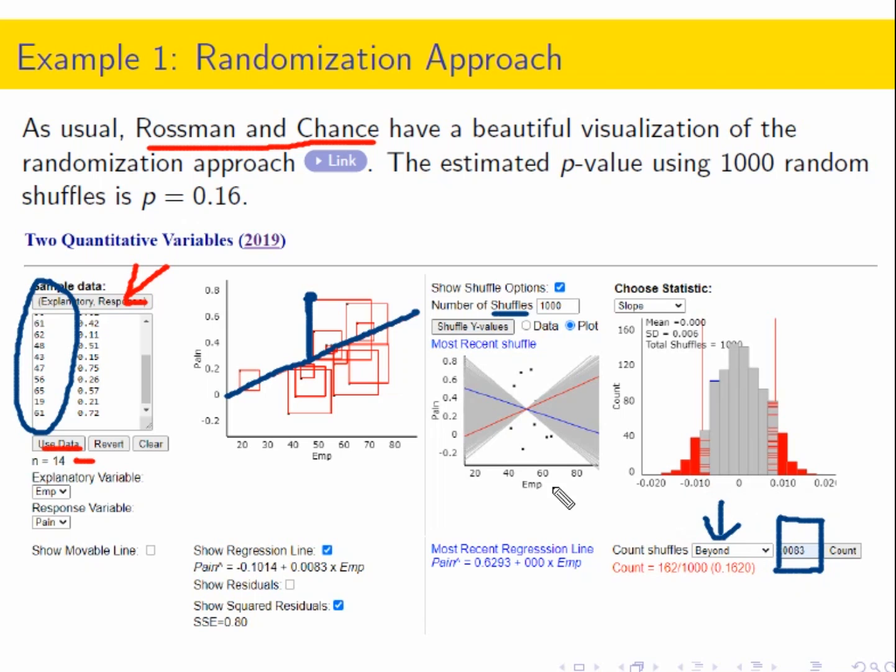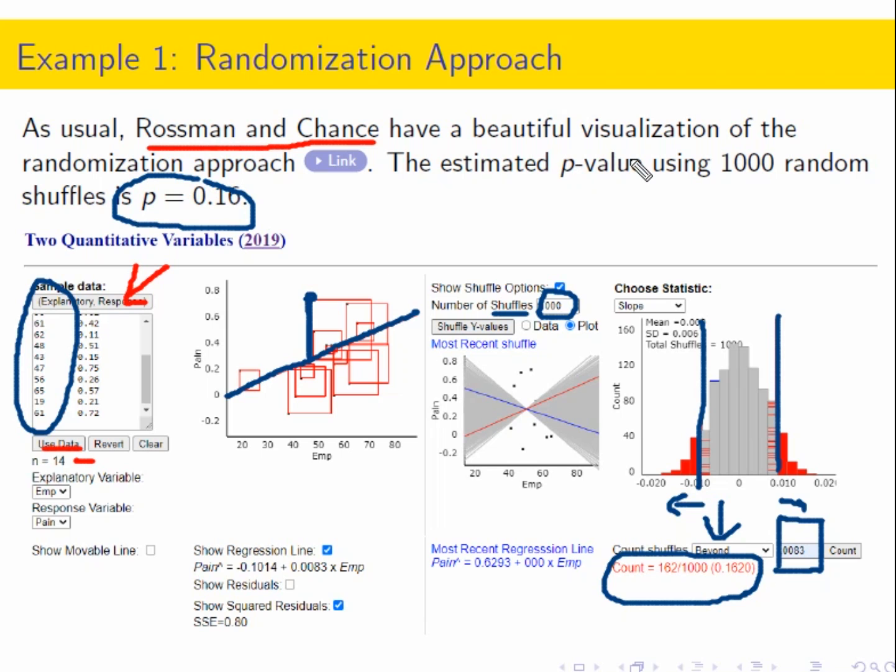And so what the app does is allows you to do like 1,000 or 5,000 shuffles, and then it draws these lines where we get beyond 0.0083, either below negative 0.0083 or above positive 0.0083. And then it gives us this estimate down here of a p-value, right? And so based on this, we'd say the p-value was 0.162, which is where I got this.